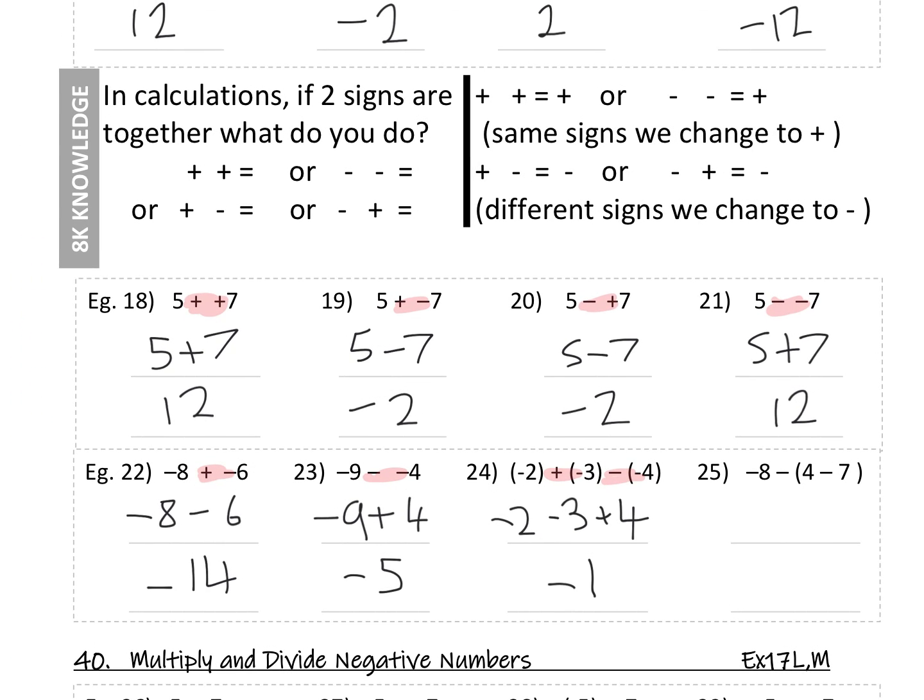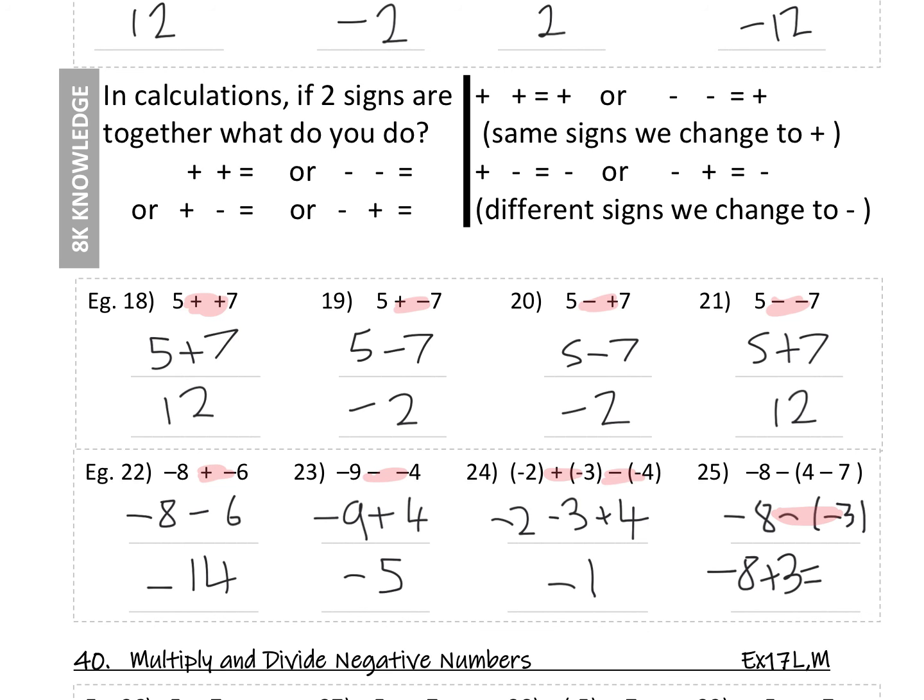Finally, example 25. Here, there's a calculation that actually is inside the bracket, so it has to be calculated first. So the minus 8 minus, we can't do anything with that until we work out the brackets first. 4 take away 7 is negative 3. So we've actually got minus 8, and we're taking away minus 3. Remember, if we take away a negative, that means we're going to add on. So we've got minus 8 plus 3.